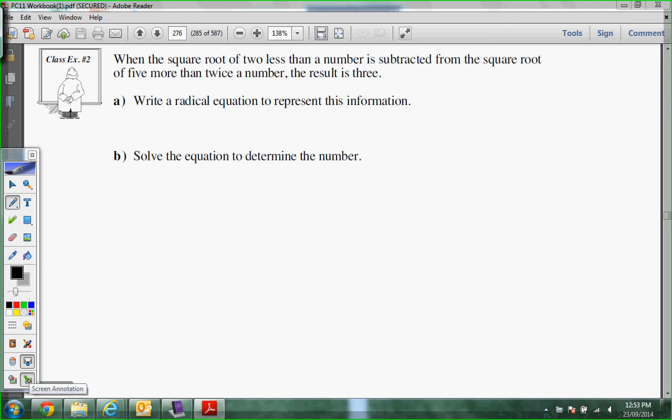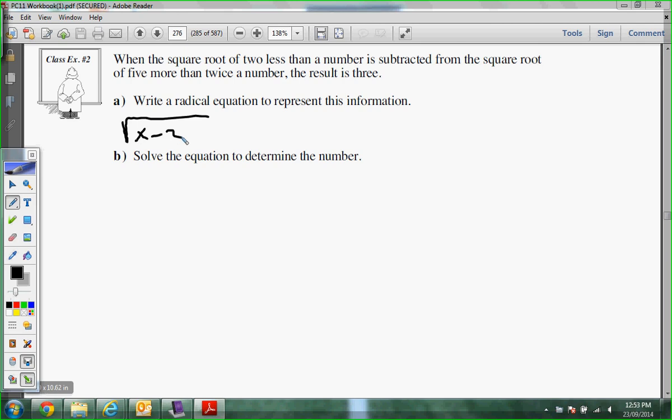When the square root of 2 less than a number is subtracted from the square root of 5 more than twice a number, the result is 3. So it's making you translate what they're telling you. Okay, so we're going to write the radical equation. We have the square root of 2 less than a number. Good. So square root of x minus 2.